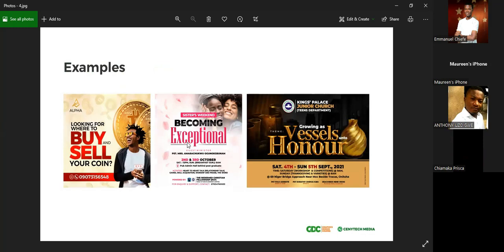Okay. Yes, I can see it. Looking for where to buy and sell your coin, becoming exceptional and vessel of honor. The emphasis is beautiful. All right. So you can see that in these flyer examples, the buy and sell is the emphasis because that's what the customer wants.